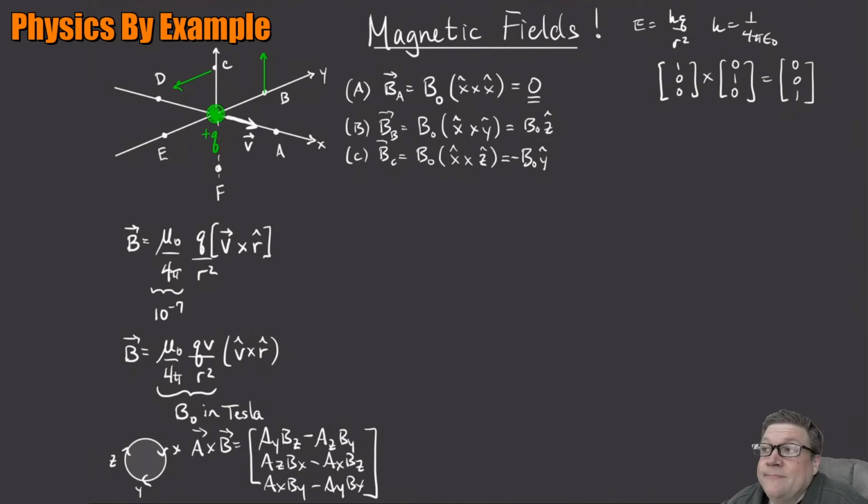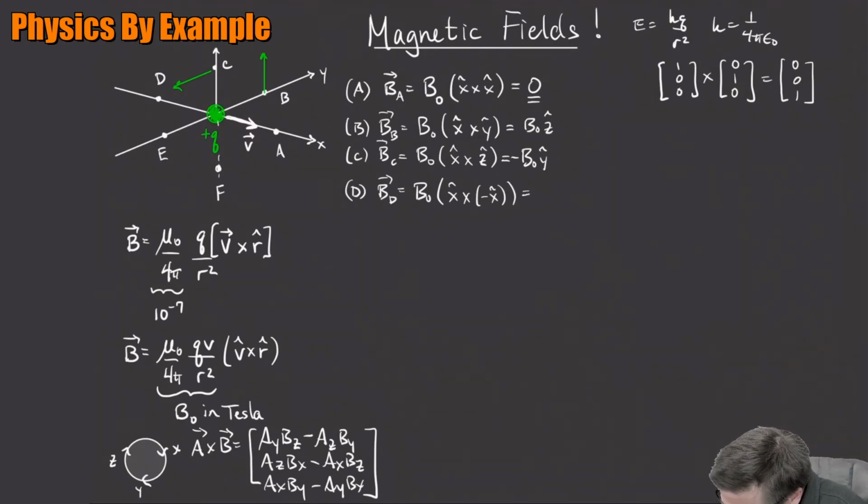Well, that's really strange. Let's do D, and then we'll start to get a clear picture. The magnetic field at D is going to be B naught X hat cross... to get out to D, I have to go negative X hat. Well, that's negative a vector crossed with itself, which is going to give me 0. So along the axis, along the direction that the charge is moving, there's no magnetic field. That's cool. That applies to a train of charges.